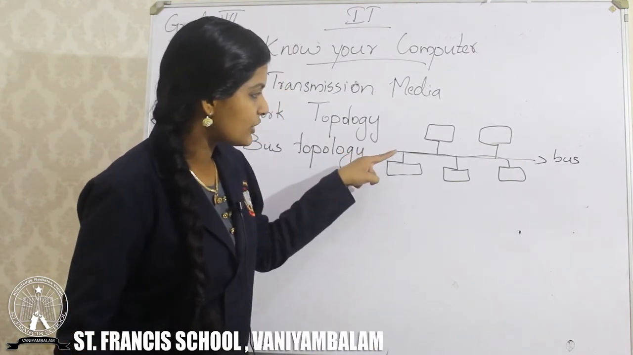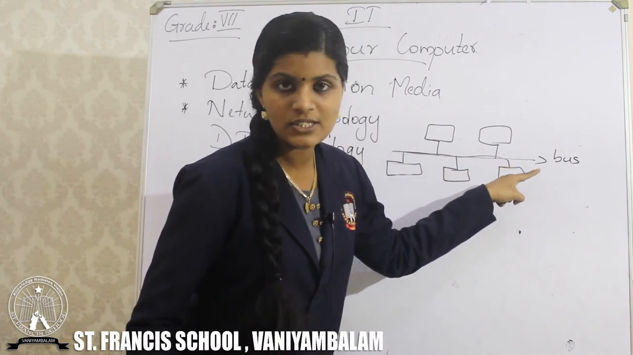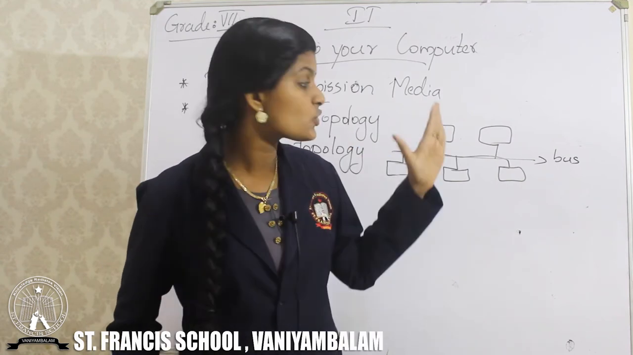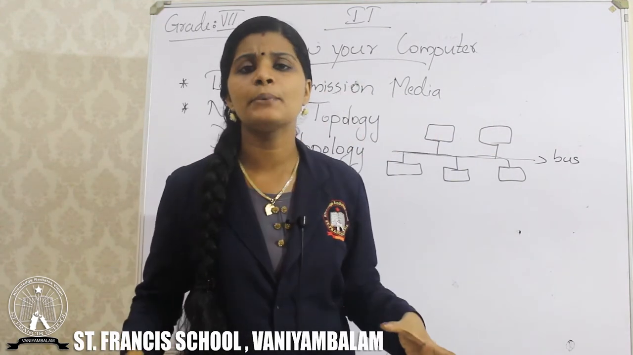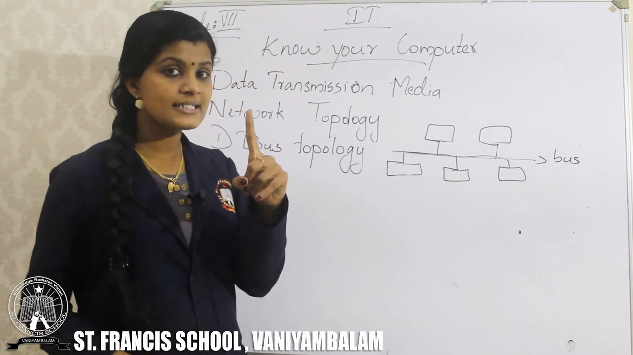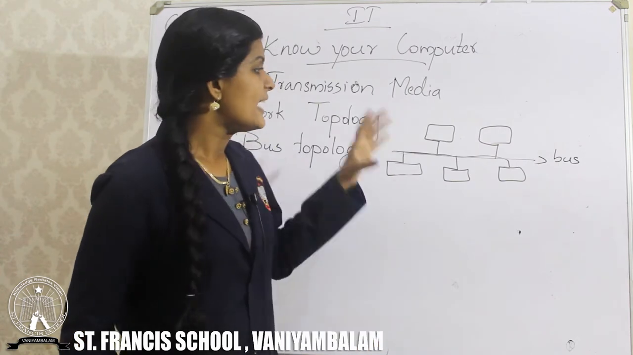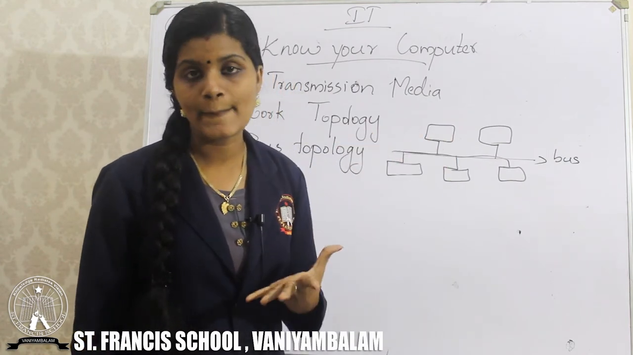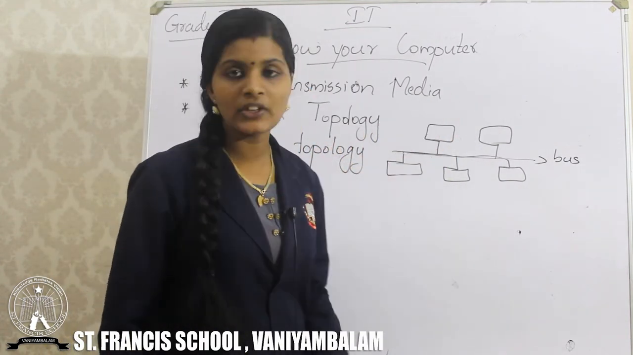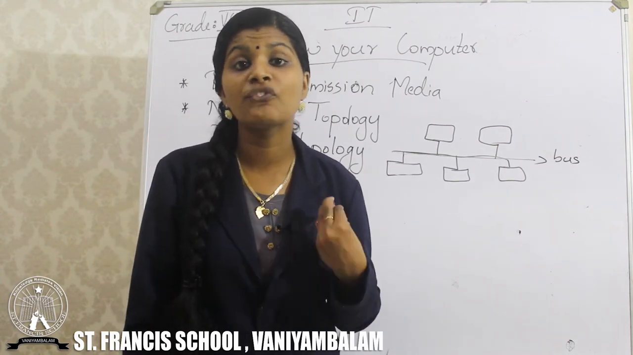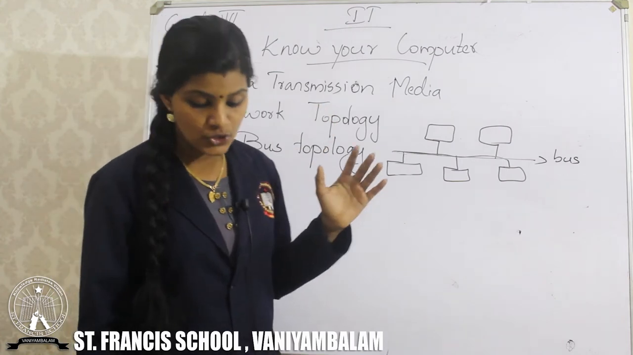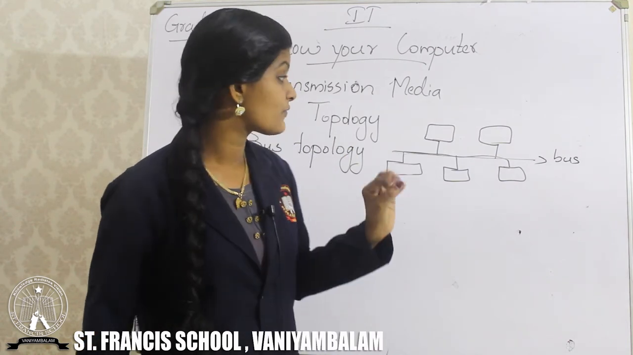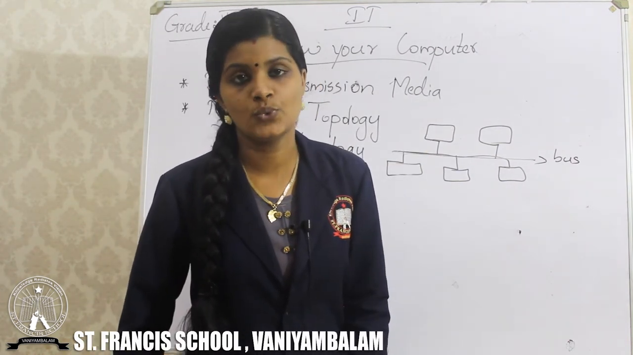Once again, this is the backbone or the bus of that connection. If any failure happens to this backbone, what happens to the computers in that connection? Every computer will fail. That is the first disadvantage. The second disadvantage is it's very difficult to find out in which computer the failure happened. These are the two disadvantages. And the next one is there is a limitation on the number of devices that can be connected to this bus network.